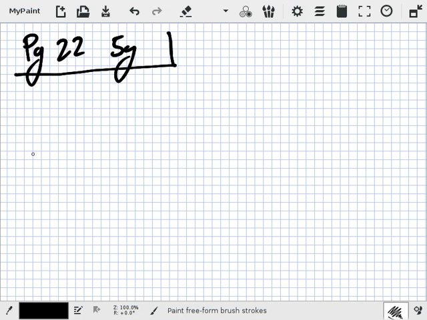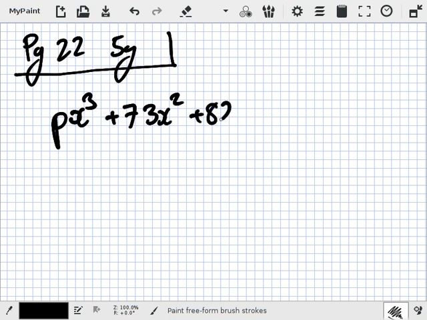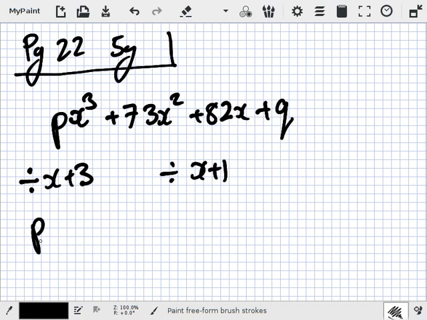Right, let's have a look here. So, we have px cubed plus 73x squared plus 82x plus q. And when I divide that by x plus 3, and when I divide it by x plus 1, I get a remainder firstly of 150, and a remainder secondly here of minus 88. Okay, so if you just want to write that bit down before we continue, we'll take our time.